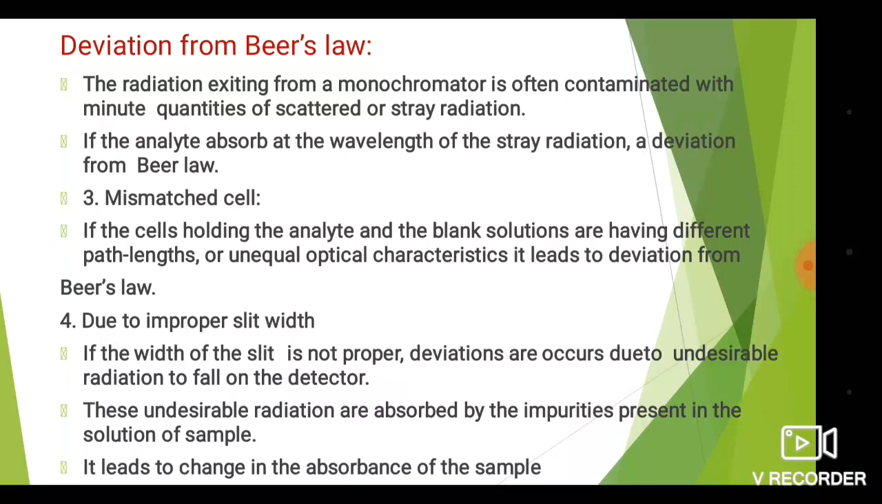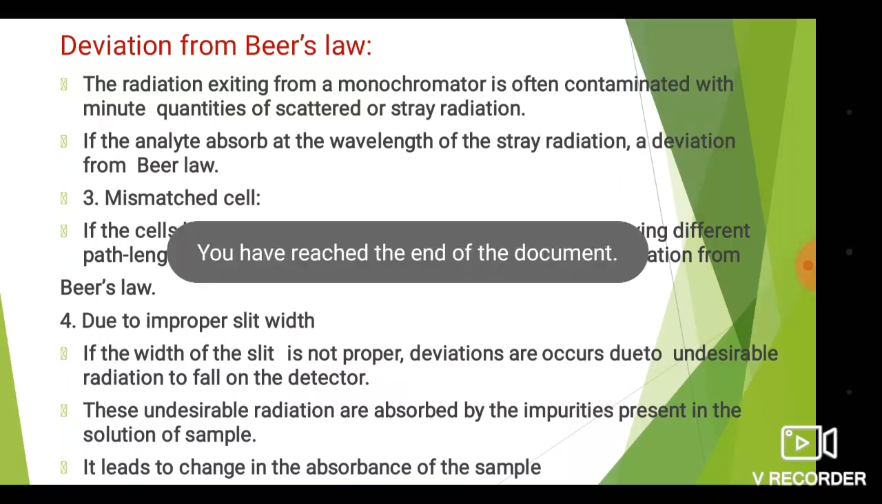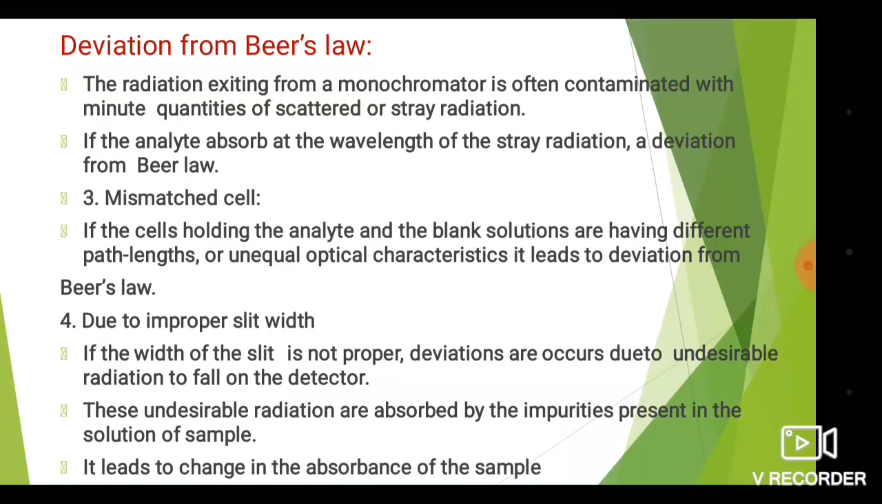If the width of the slit is not proper, deviation occurs due to undesirable radiation falling on the detector. So we will not get the real radiation which is passed through the sample. These undesirable radiations are absorbed by the impurities present in the solution of the sample, and they show a different absorption than what we are expecting. So we will get the deviation from B.S. law. It leads to a change in the absorption of the sample. So this is about the deviation from the B.S. law.